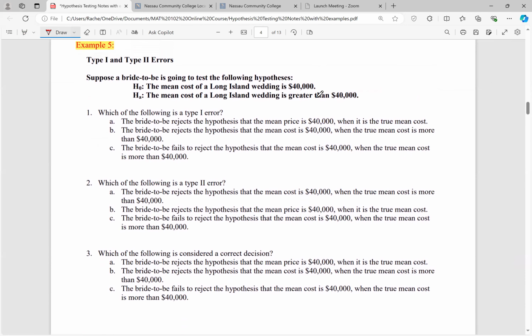Example 5, type 1 and type 2 errors, we're going to practice. Suppose the bride-to-be is going to test the following hypotheses. The null is that the mean cost of a Long Island wedding is $40,000. Let's just write that using symbols. Sometimes it's just easier, right? So another way to write this is that the mean cost of a wedding is equal to $40,000.